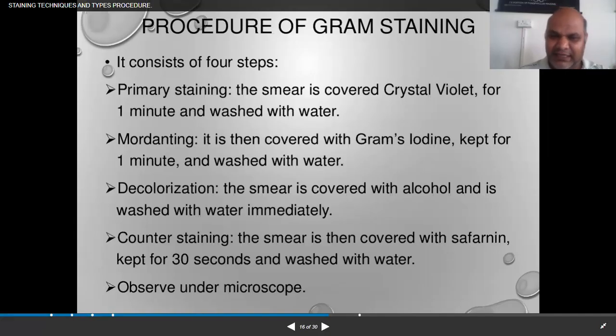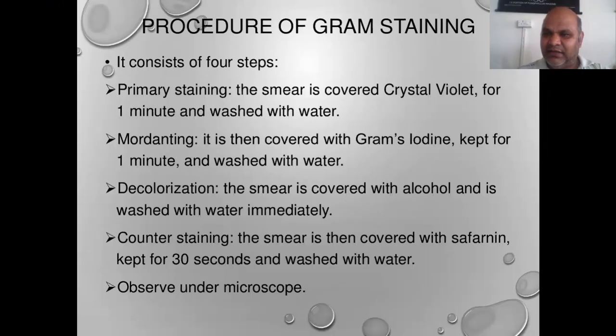Then comes decolorization, to remove the dye from the places where it is not required. If the dye is present there, we add alcohol, and the alcohol will decolorize that particular area, and we can observe only the organisms which are dyed, which are stained. Counter staining.